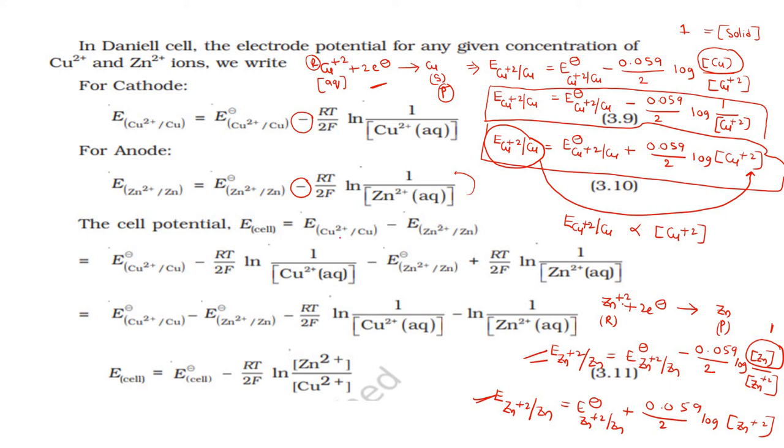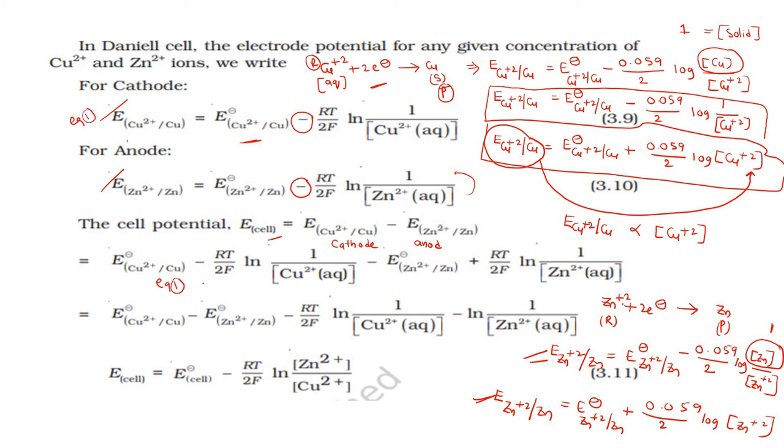E cell is equal to E cathode minus E anode, right? Now what is E cathode? This one. What is E anode? This one. Now E cell we can calculate by putting E cathode minus E anode here. First of all, you take this equation, the same equation of whatever I have written here. This is equation number 1.